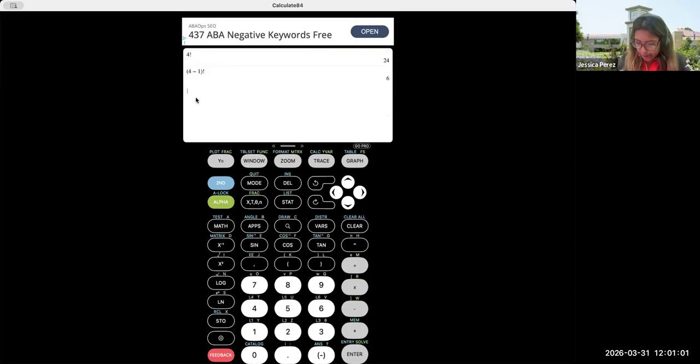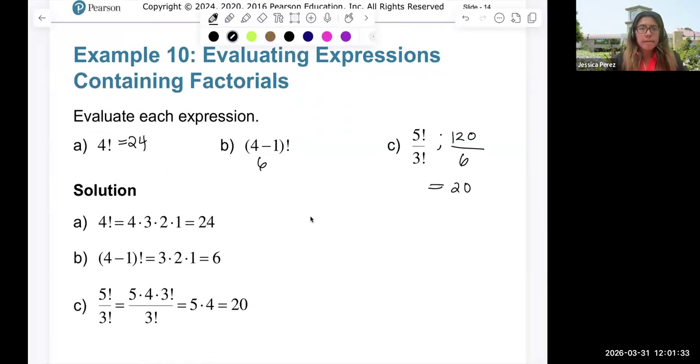There's my answer, 6. And lastly, 5 factorial over 3 factorial. Well, I'm going to do 5, then factorial, math, prob. So 5 factorial is 120, divided by 3 factorial. 3 factorial is 6. So 120 over 6, that's 20. Therefore, we were able to solve all of my examples, A, B, and C: 4 factorial, 4 minus 1 factorial, and 5 factorial over 3 factorial.